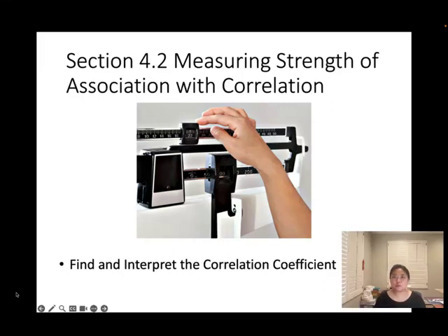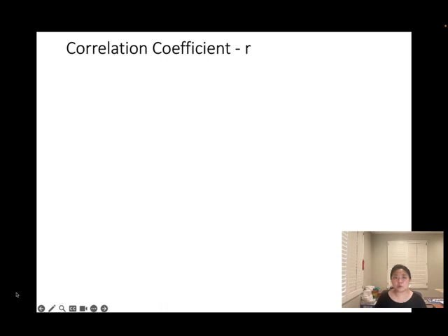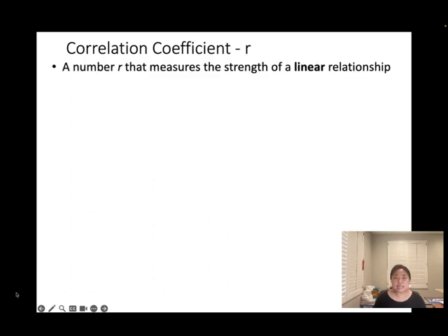Session 4.2, measuring strength of association with correlation. So for these sessions, we want to find and interpret the correlation coefficient. What is the correlation coefficient? Let's look at it. For the correlation coefficient, we're going to use the notation R, a number that measures the strength of a linear relationship.